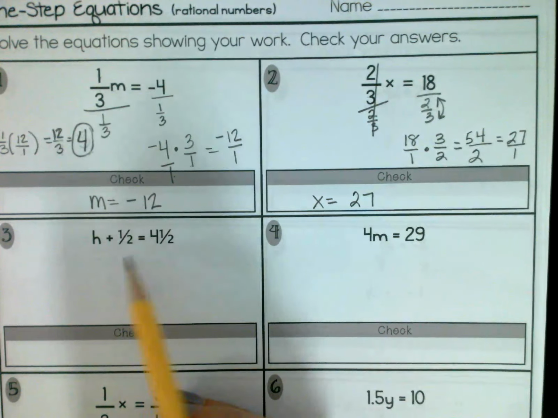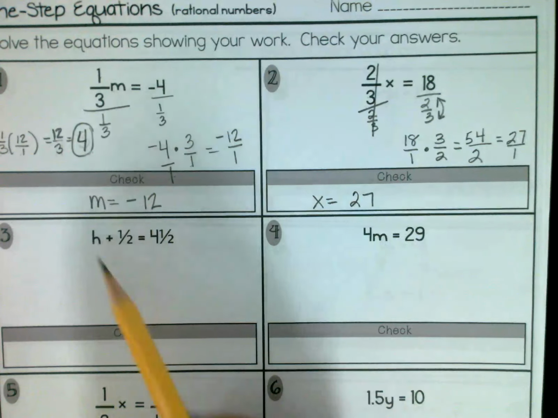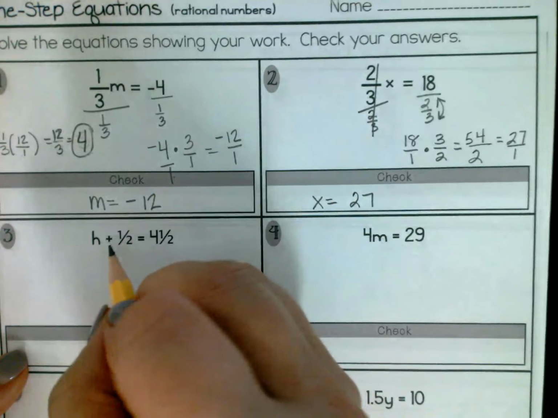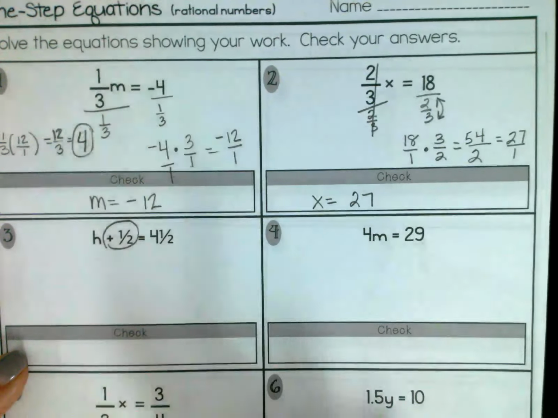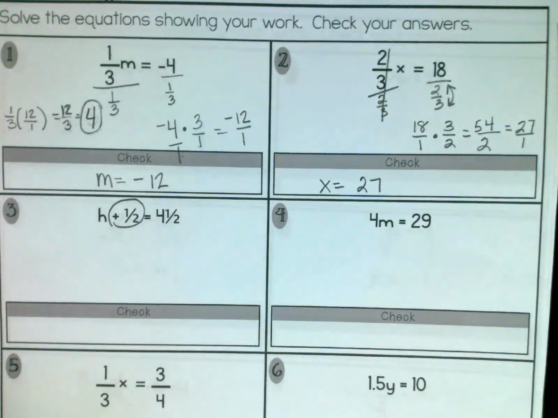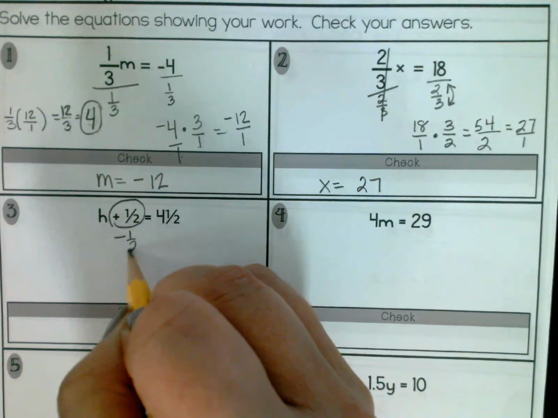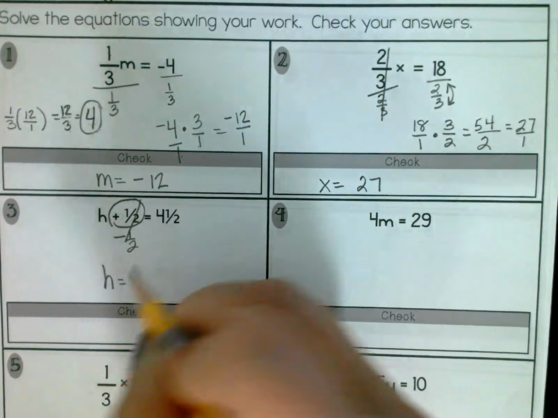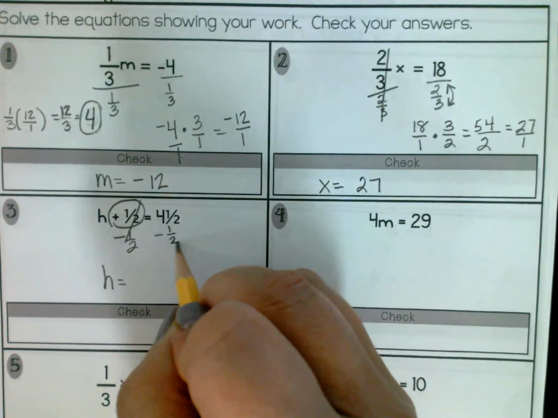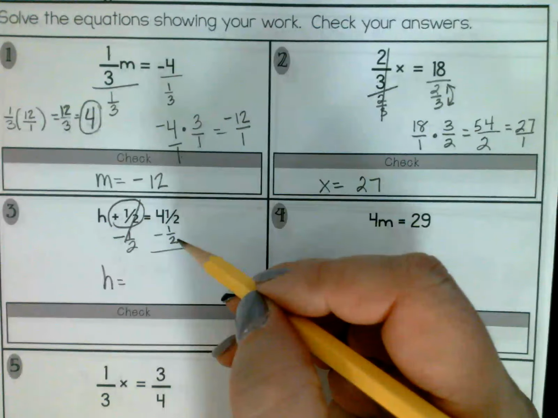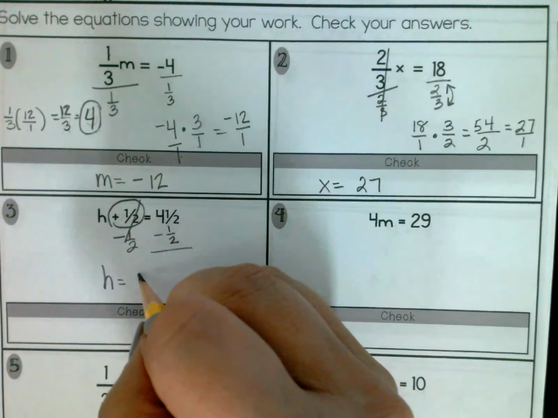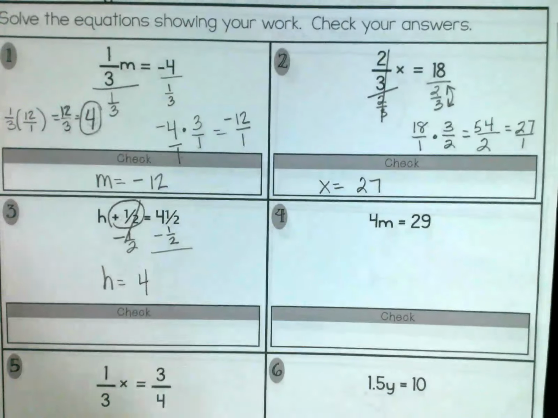Oh, this one just has a fraction in it. They're trying to make it more difficult than it is. If I have a plus 1/2 here, how do I make plus 1/2 go away? Subtract 1/2. So I'm left with h, subtract 1/2. 4 1/2 minus 1/2 is 4.